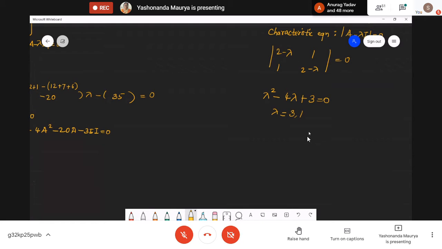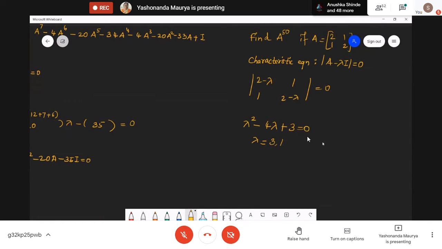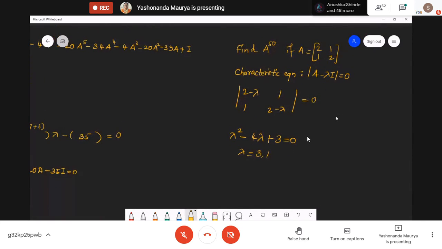Now how do we proceed over here? How can we simplify this expression? We want to simplify A raised to 50. So let us write down lambda raised to 50. The eigenvalue of this will be lambda raised to 50, so we will go by this particular thing.